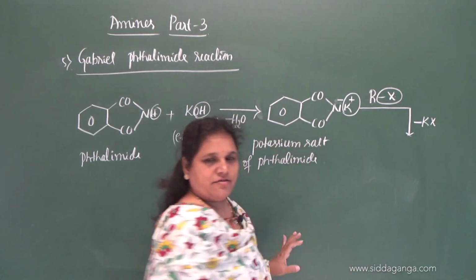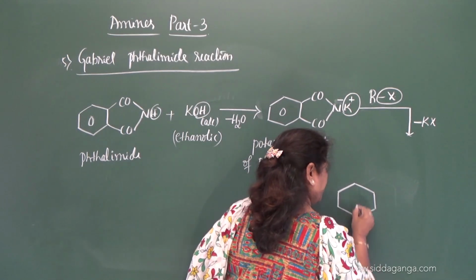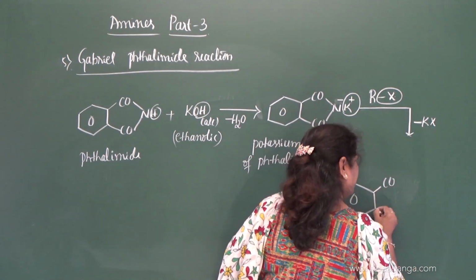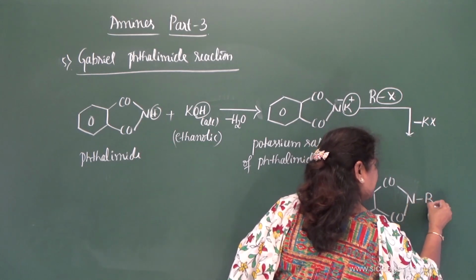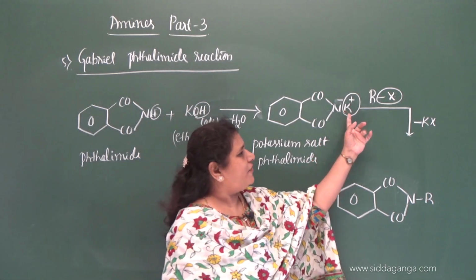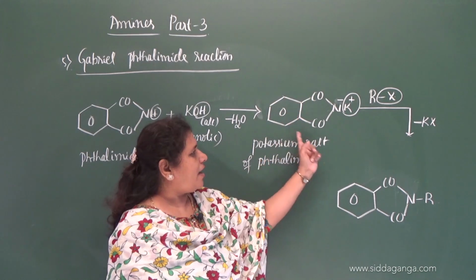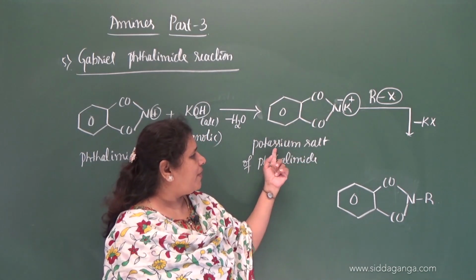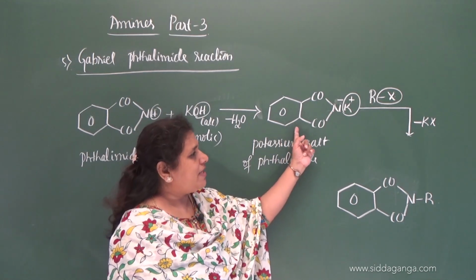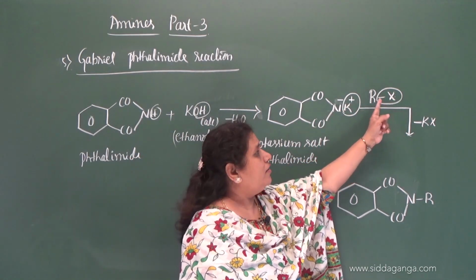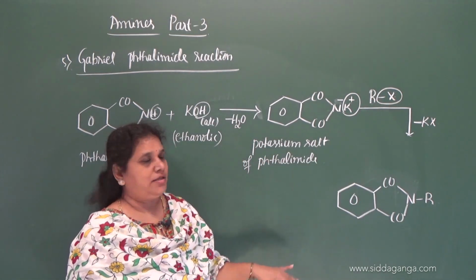So you will get CO, N, and this becomes R. In place of K, R gets substituted here. This is the anion produced by the phthalimide. This is the anion of phthalimide, and it replaces the halide ion here. So this is nothing but a nucleophilic substitution reaction.